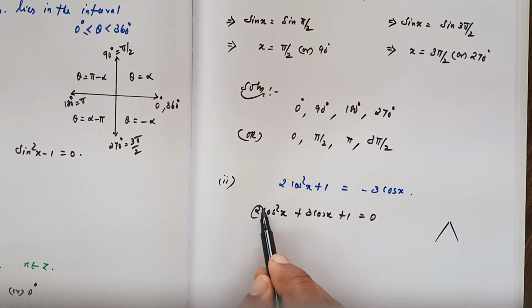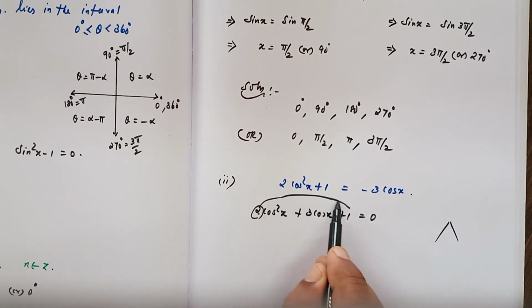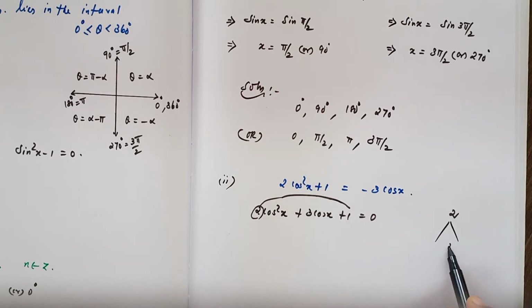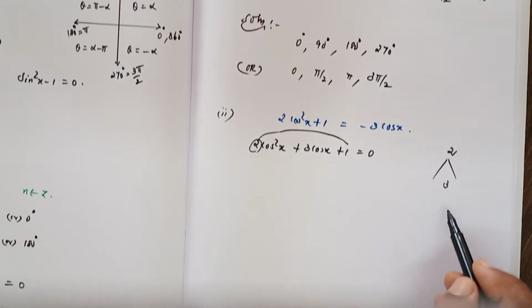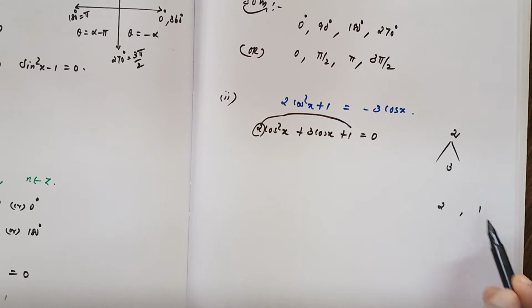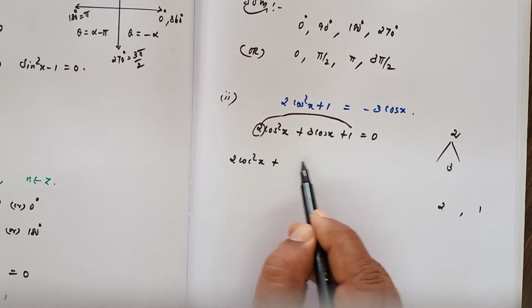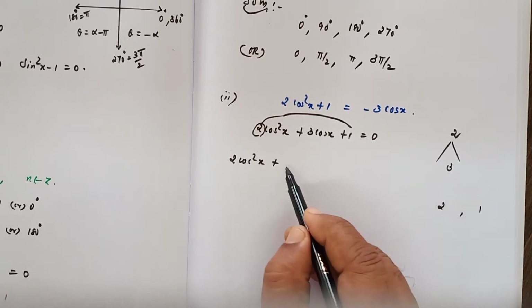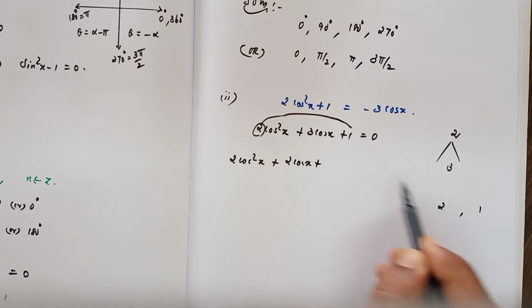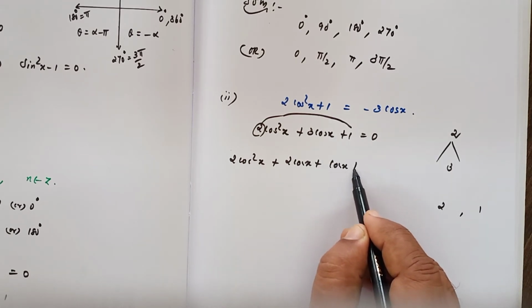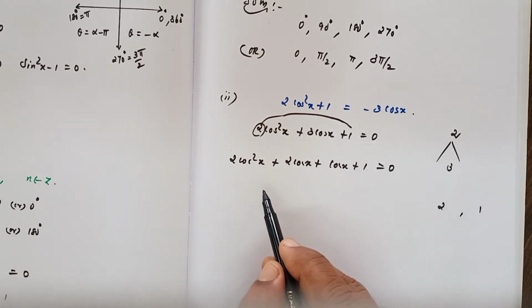The coefficient of cos squared x is 2. 2 should be multiplied with the constant 1. 2 ones are 2. And the coefficient of cos x is 3. Product 2, sum 3. The two numbers are 2 and 1. Right, here 2 cos squared x plus 3 cos x can be written as 2 cos squared x plus 2 cos x plus 1 cos x plus 1, that is equal to 0.